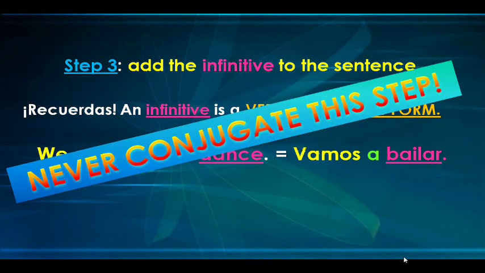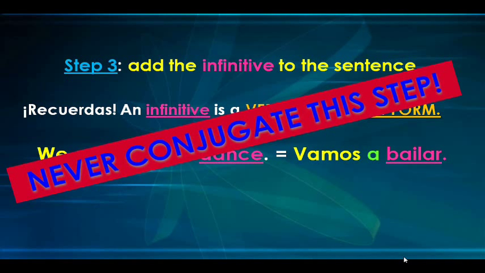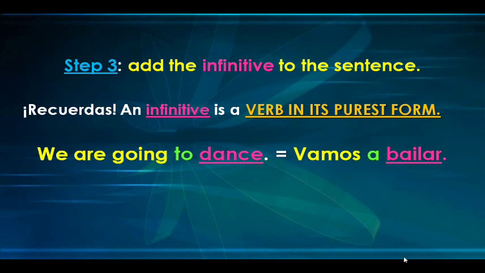Now it is very important for you to remember that you never conjugate this step, because an infinitive, by definition, means that the verb is not conjugated. If you were to conjugate the infinitive, then it would no longer be an infinitive. It would just be a conjugated verb. So never, ever conjugate step 3. Whatever the verb is, you just leave it in its purest form.